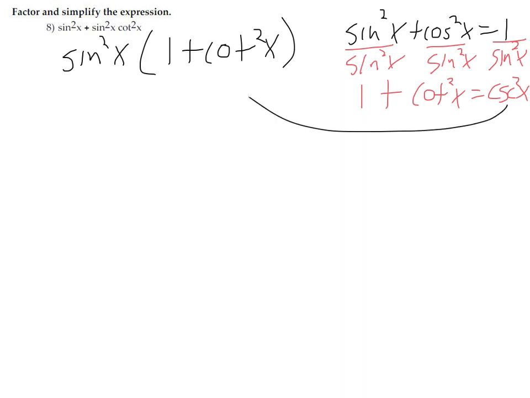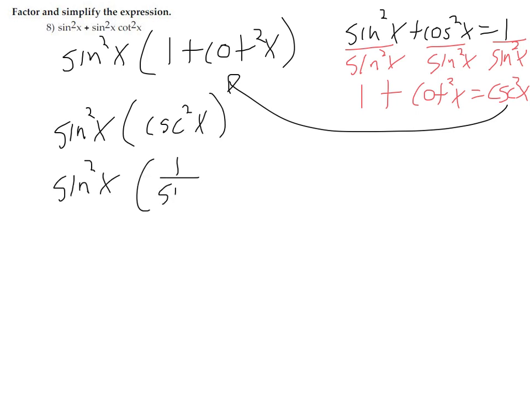So plugging this in, we now have sine squared x times cosecant squared x. This is sine squared x times 1 over sine squared x. And we have these factors of 1. So our answer is 1. Almost too good to be true. Next question.